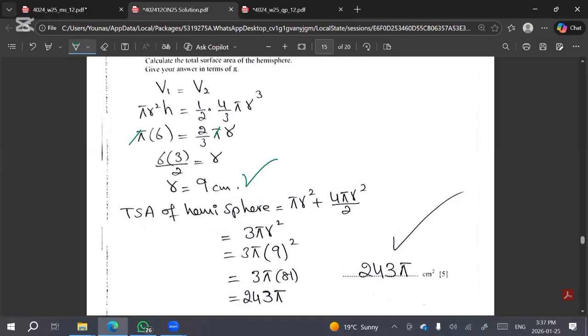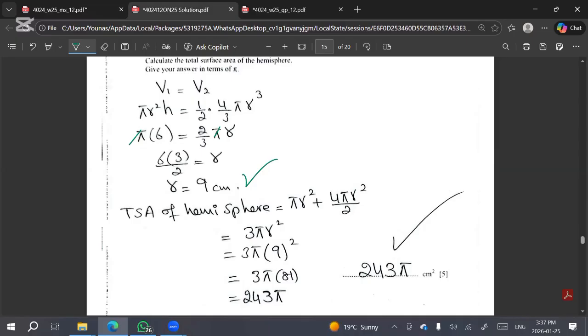So their question is, what is the total surface area of the hemisphere? On the top of the hemisphere, we have a circle, so it will be pi r square. And the curved surface area of the hemisphere is 4 pi r square divided by 2. Simply substitute the value of the r here.